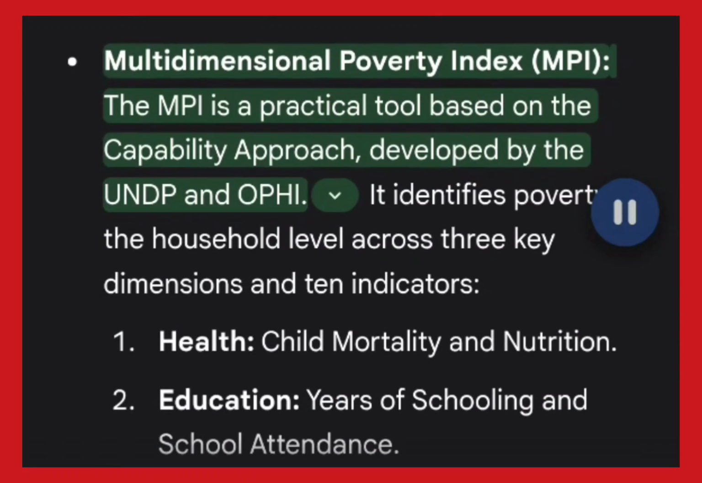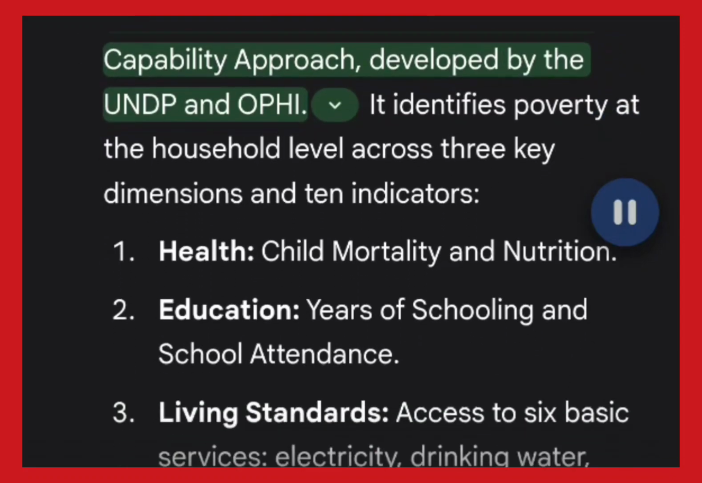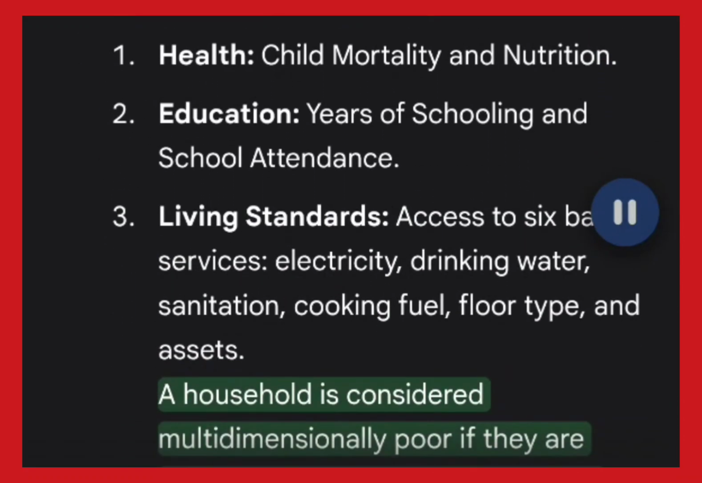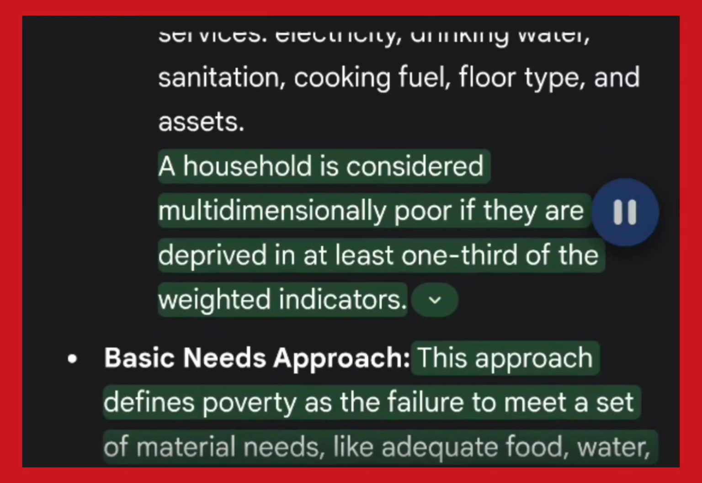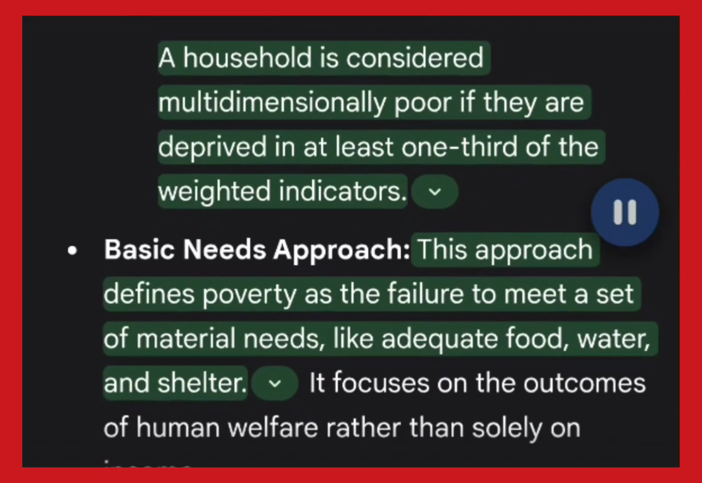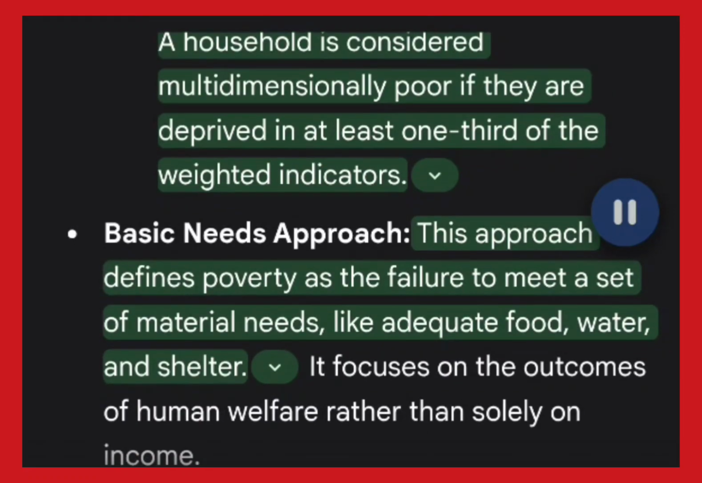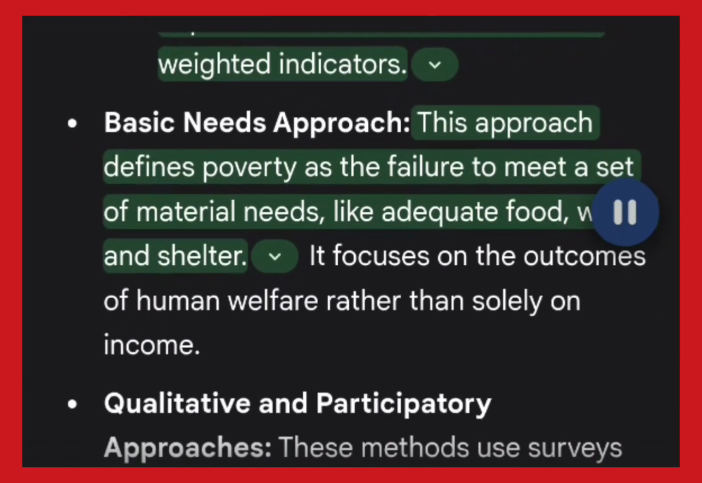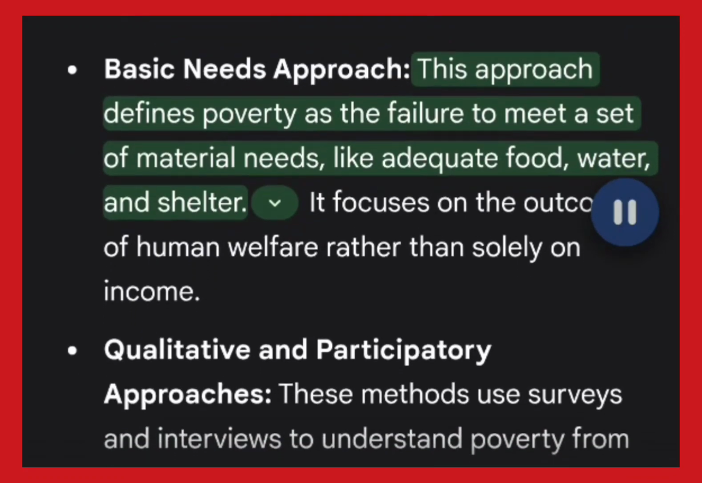Multidimensional Poverty Index, MPI. The MPI is a practical tool based on the capability approach, developed by the UNDP and OPHI. It identifies poverty at the household level across 3 key dimensions and 10 indicators: health, child mortality and nutrition. Education, years of schooling and school attendance. Living standards, access to 6 basic services: electricity, drinking water, sanitation, cooking fuel, floor type, and assets. A household is considered multidimensionally poor if they are deprived in at least 1/3 of the weighted indicators.